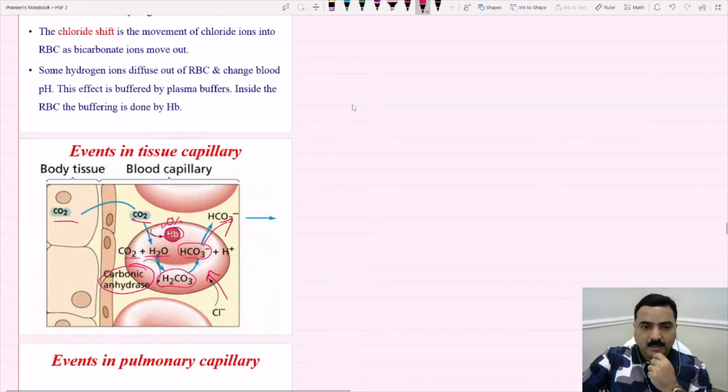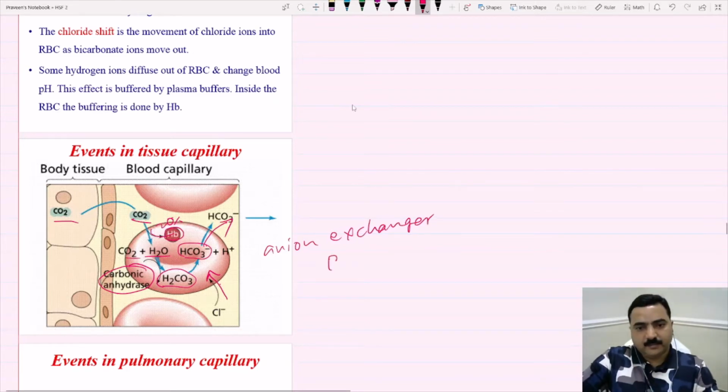So this bicarbonate to chloride exchange is called what? The Hamburger phenomenon. This is caused by the anion exchanger. The most commonly used anion exchanger is referred to as the band protein, band 3 or band 4.1, etc. These band proteins are responsible for the bicarbonate to chloride exchange.